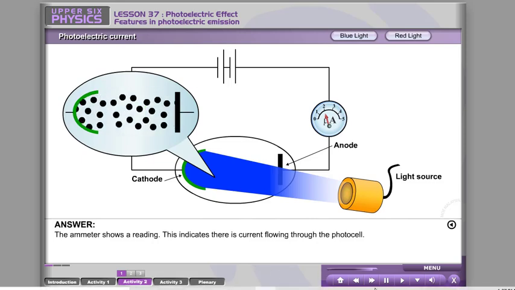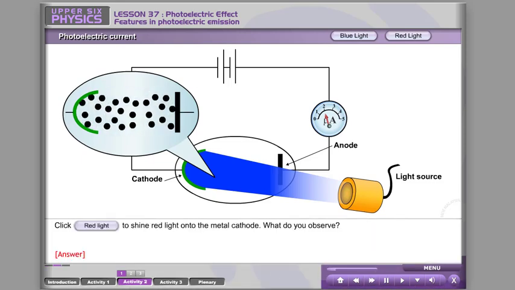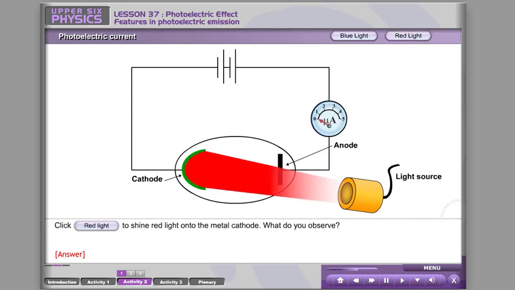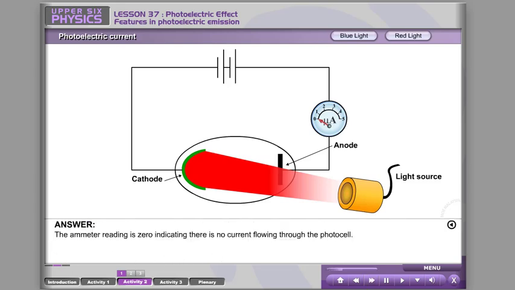Click the red light button to shine red light onto the metal cathode. What do you observe? Answer: the ammeter reading is 0, indicating there is no current flowing through the photocell.